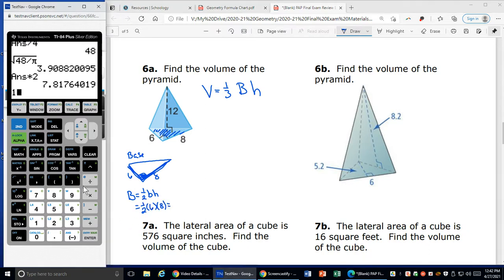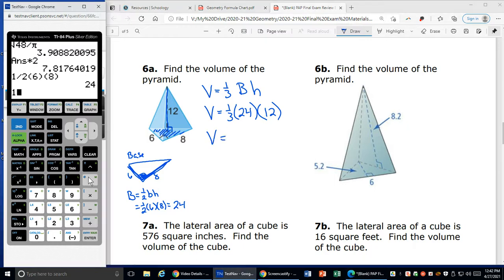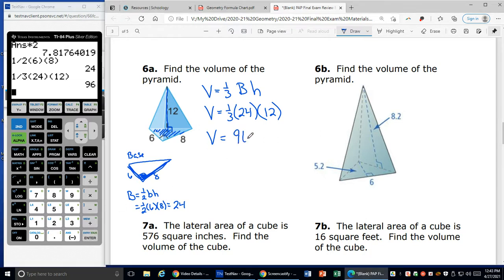The area of the base is 24. So volume equals 1/3 of 24 times the height. And we're lucky they gave us the height, which is 12. Sometimes they give you the slant height and then you have to figure out what the height is, but they gave it to me. So my volume equals 1/3 times 24 times 12, which is 96 units. And since we're finding volume, it's cubed.